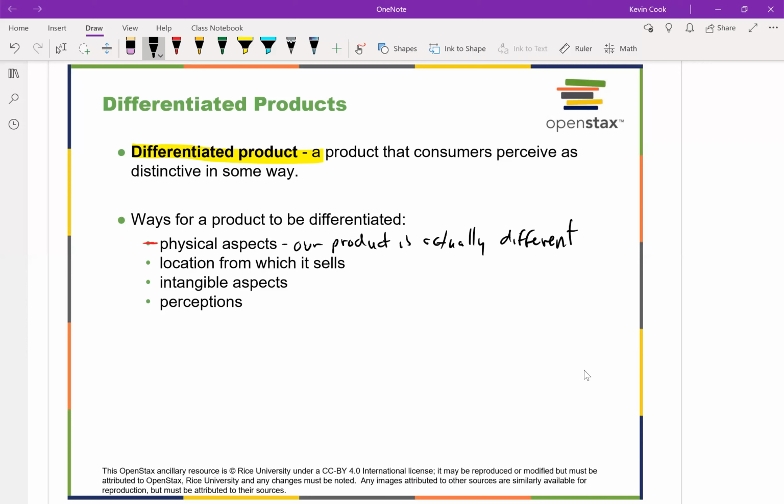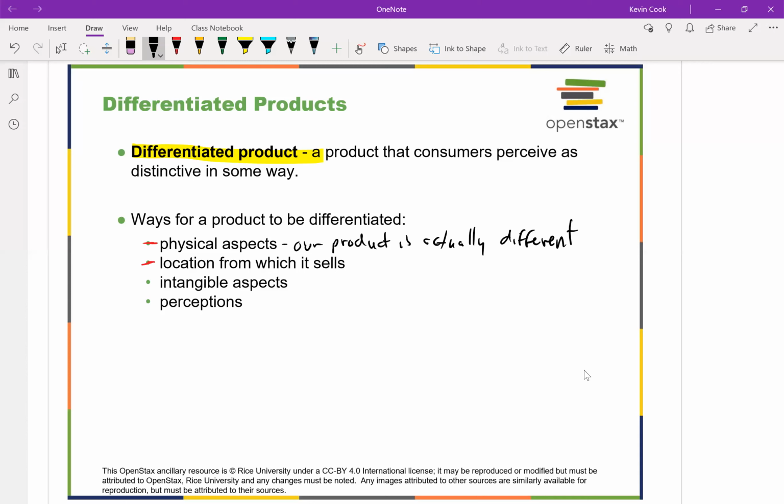Think about a Big Mac versus a Whopper. They're both burgers, but one has two patties, one has one patty, and so on. So our products are able to be physically different. The second thing we can differentiate is our location. And there are times you may have heard location is everything. It certainly matters to some degree.